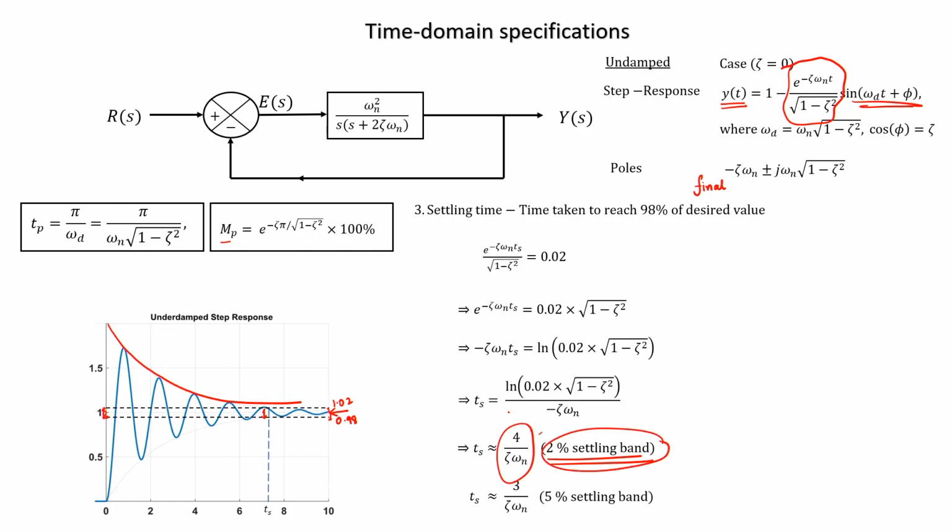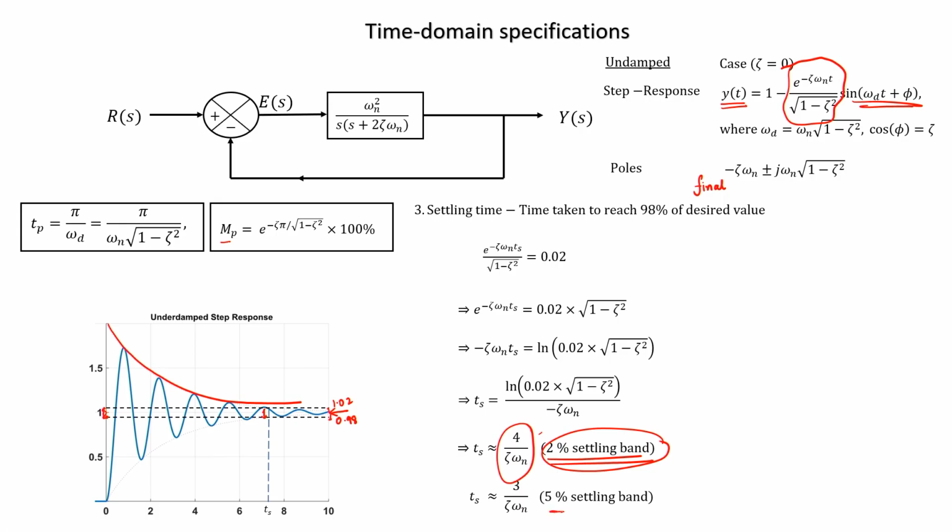So, the formula for the settling time is 4 by zeta omega, an approximate formula, but we do not need the exact formula anyway, because this is just a band that we are selecting. So, I can say that is 2.1% also, it is fine, right. So, approximately the settling time is 4 by zeta omega.